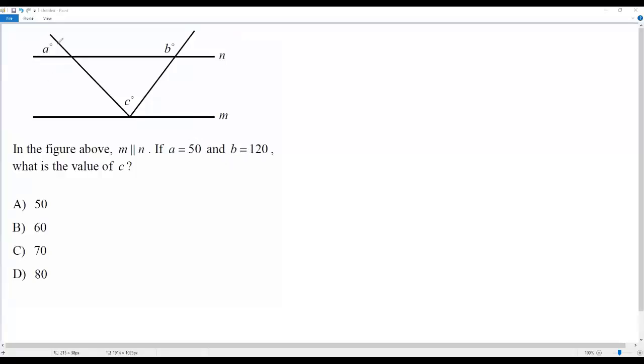So here the value of A is given, that is 50. Then the angle measure over here is 50 degrees. And B is 120. That is, the angle measure over here is 120 degrees. And we have to find the value of C.